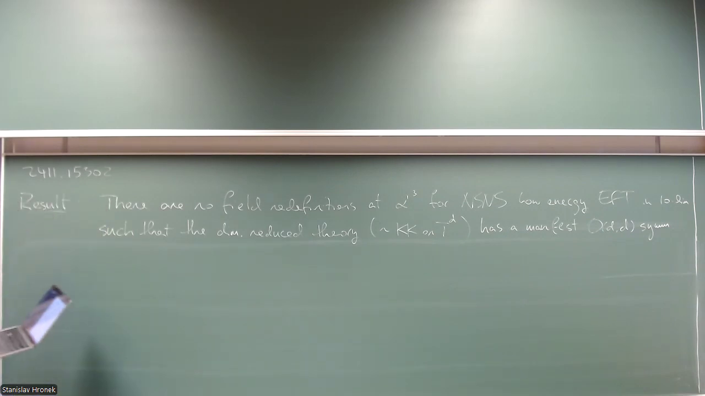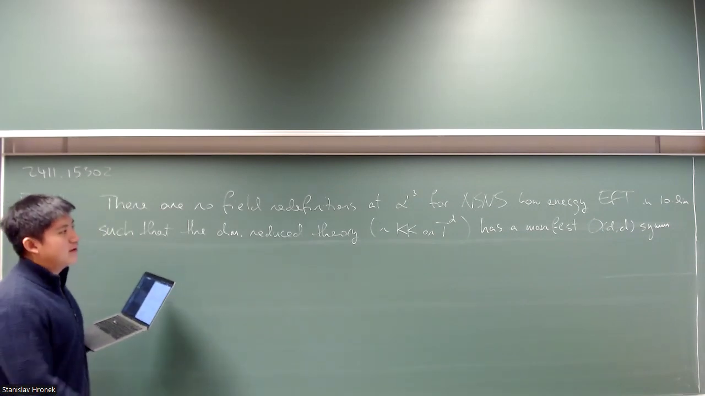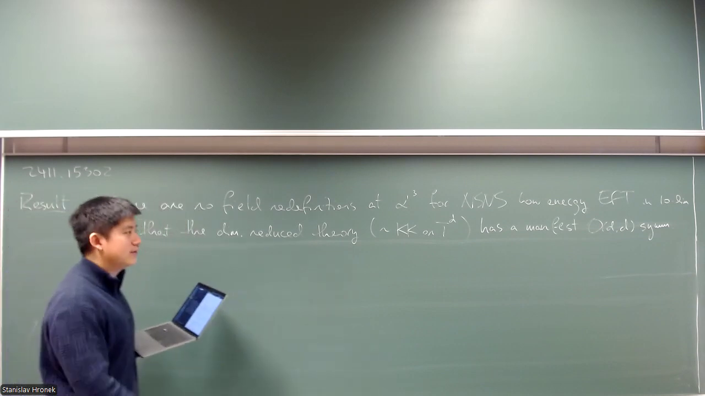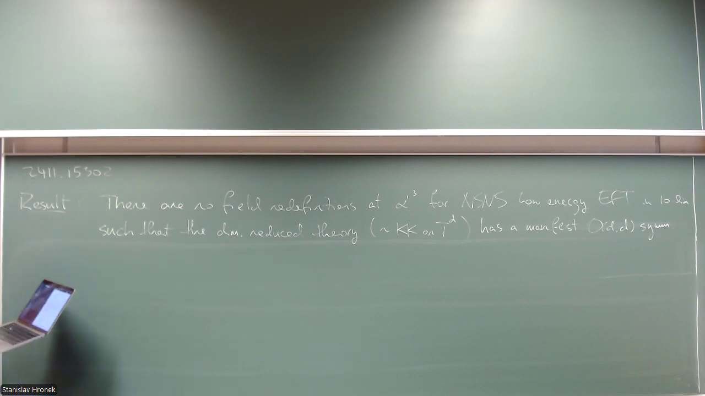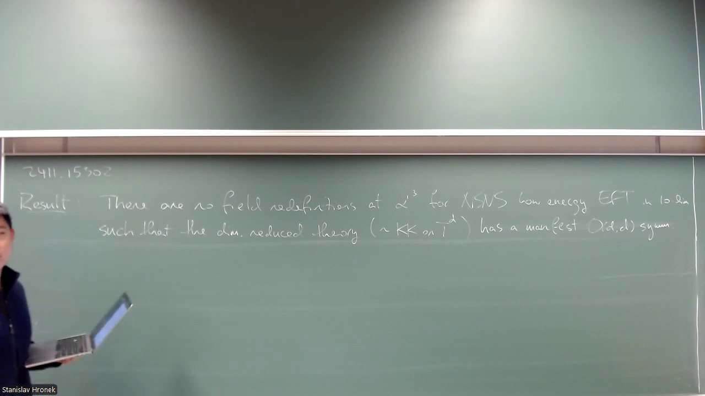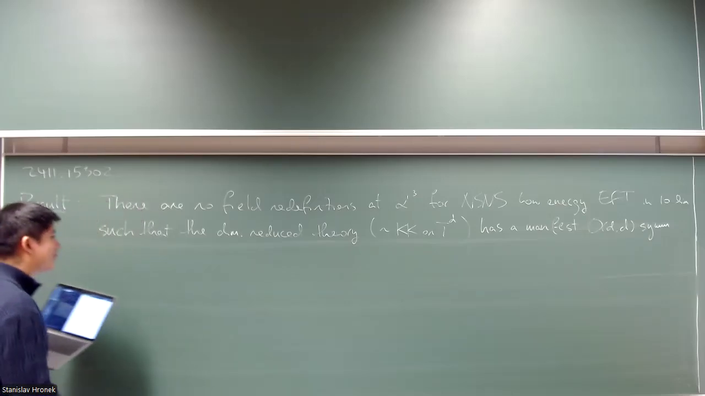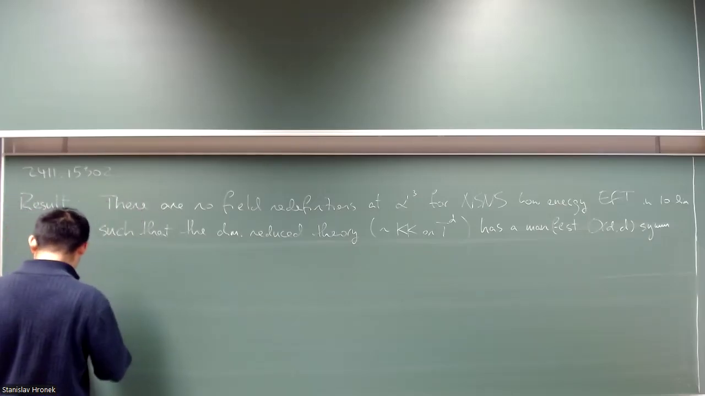There are no field redefinitions of the alpha prime cubic order for the NSNS sector of the low energy effective field theory in 10 dimensions, such that the reduced one, basically doing dimensional reduction on the torus, has a manifest O(d,d) symmetry. So that's the meaning, but I hope I'll clarify it.